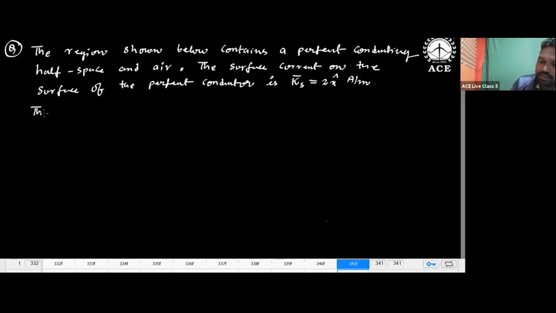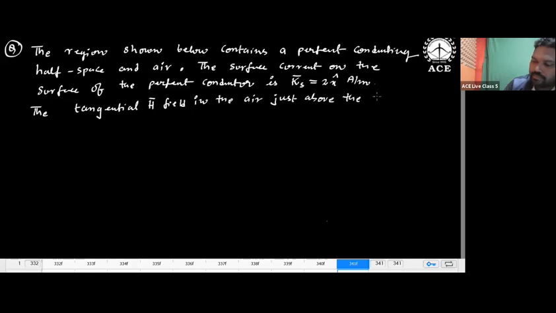The tangential H field in the air just above the perfect conductor is.